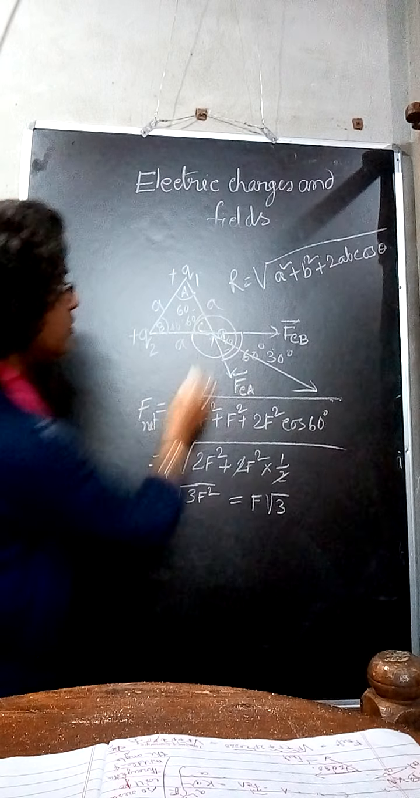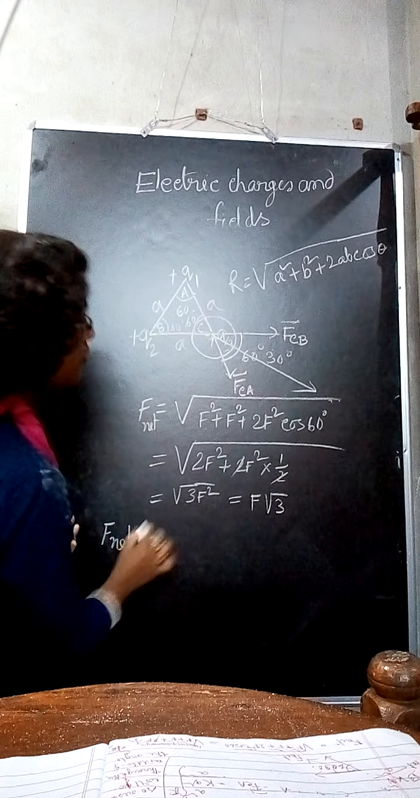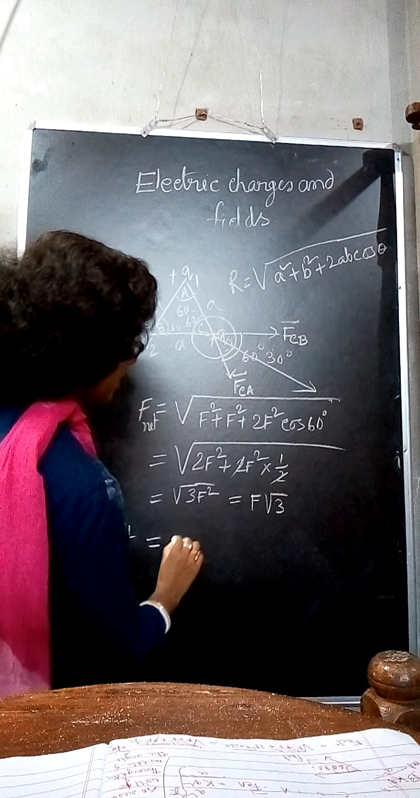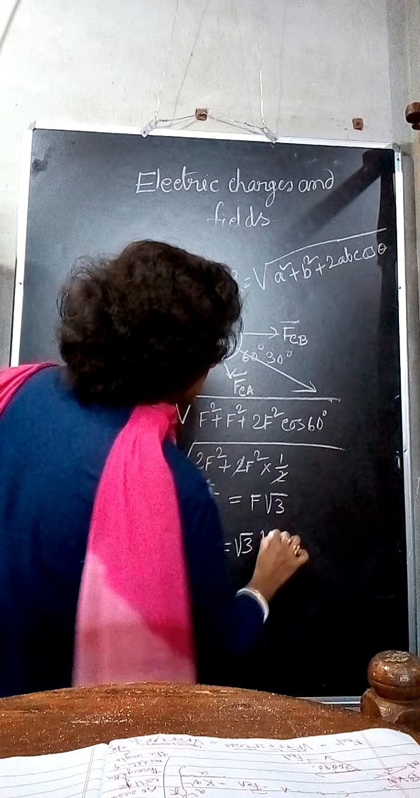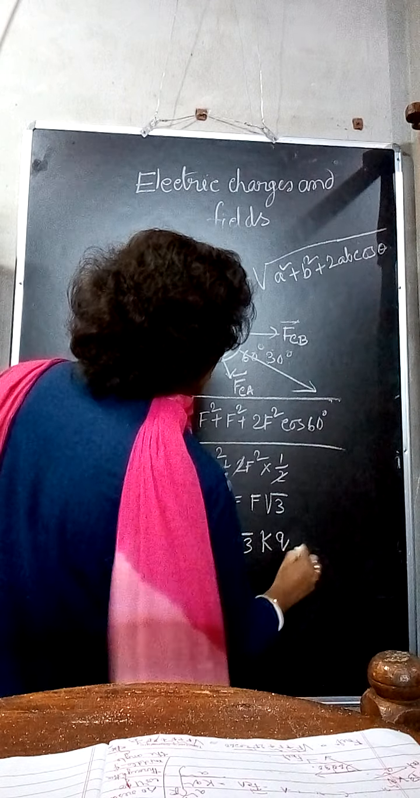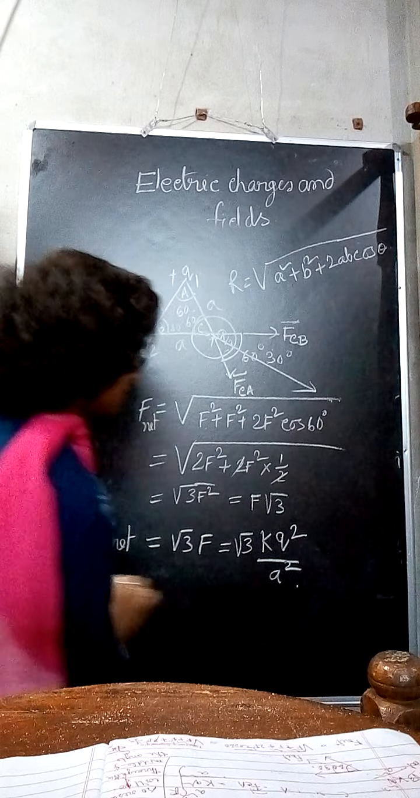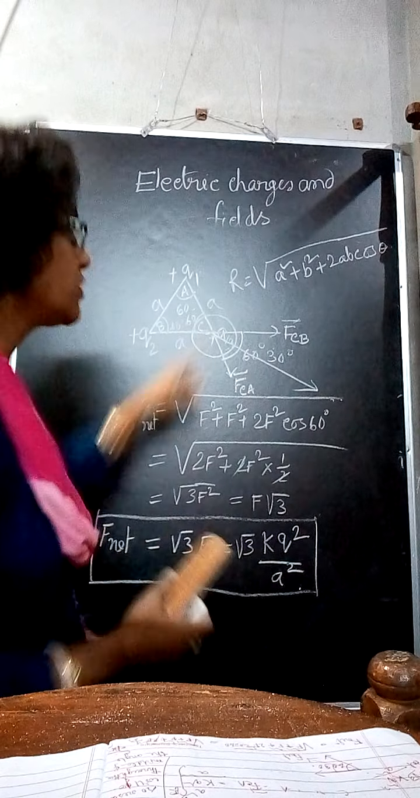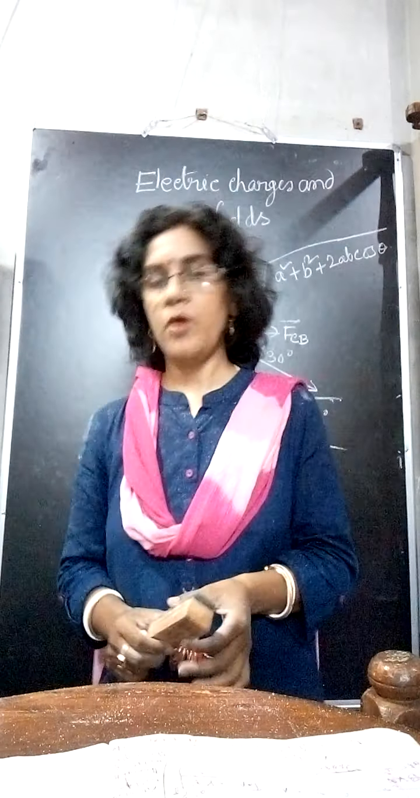Okay, so the net force on charge Q3 will be root 3 F, that is root 3 times K Q square by a square. So this is the net force on the charge Q3. In this way you have to practice the mathematical problems on superposition of charges.